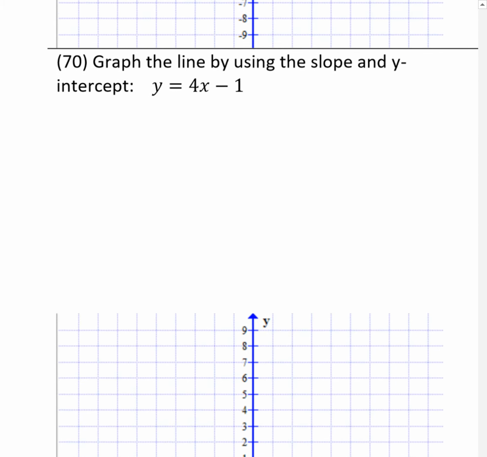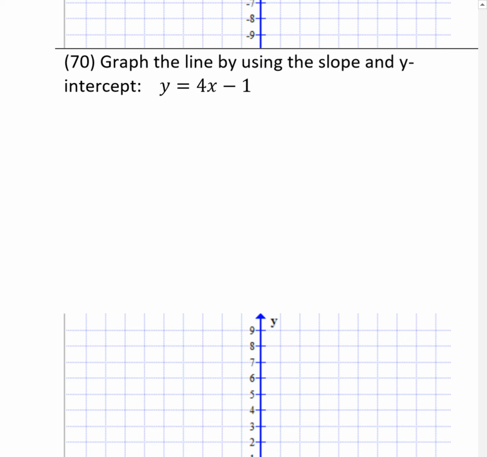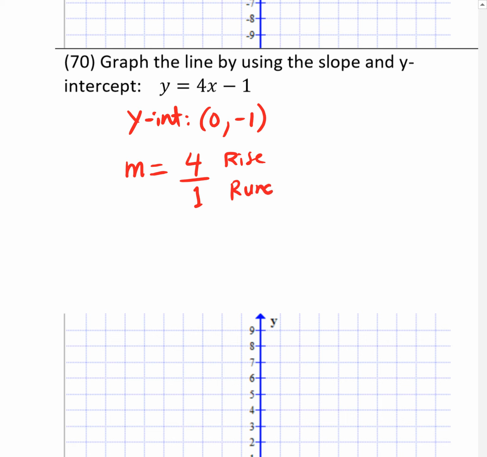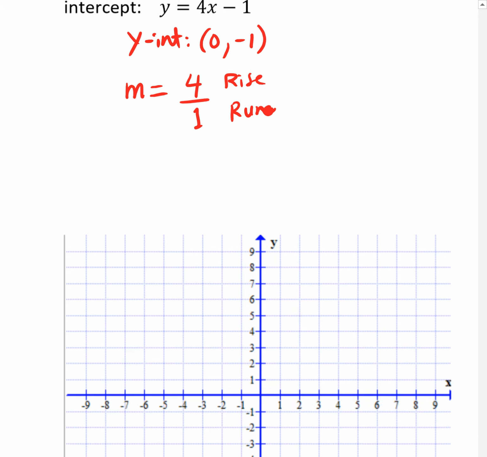Graph the line by using the slope and y-intercept. Same directions, just a lot more practice. So what's the y-intercept we got? 0, comma, negative 1. And the slope is the coefficient of x, which is 4, but we better make it into a fraction so we can think of it as rise over run. So keep that in mind, whenever your slope is a whole number, make it a fraction by putting it over 1. So I'll start at the y-intercept. Where's that guy? 0, negative 1 is right here.